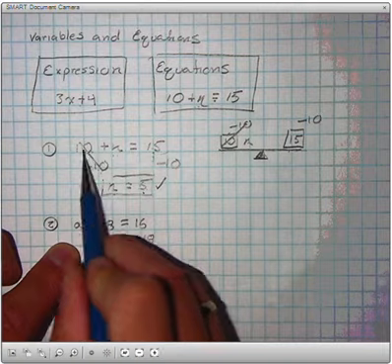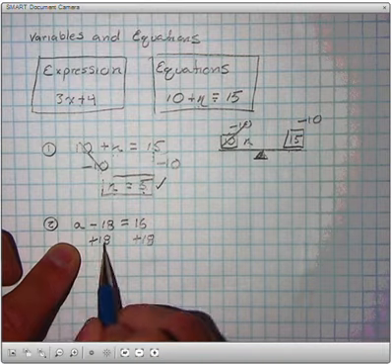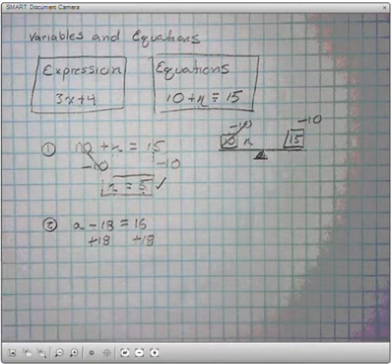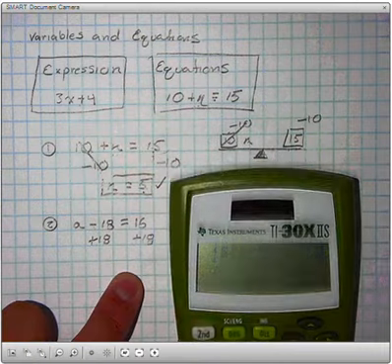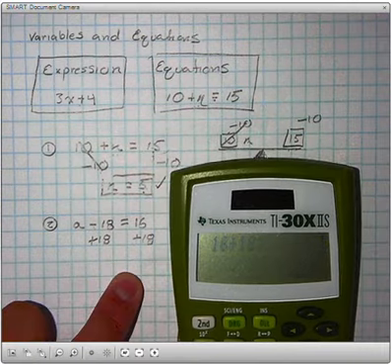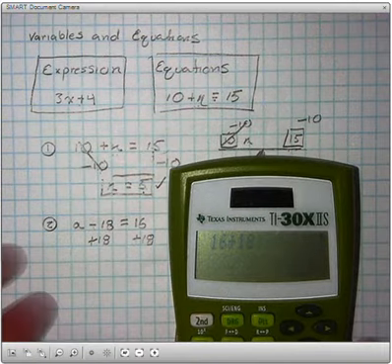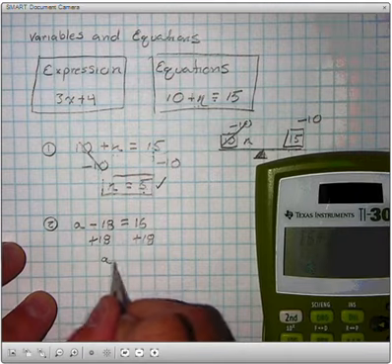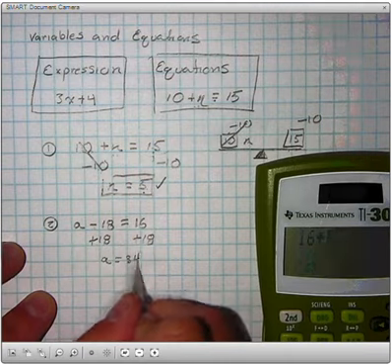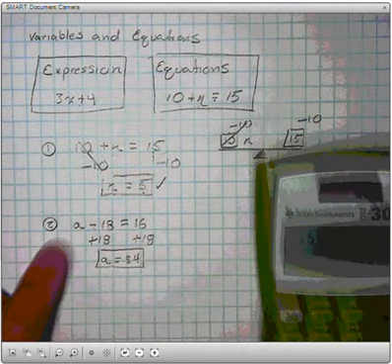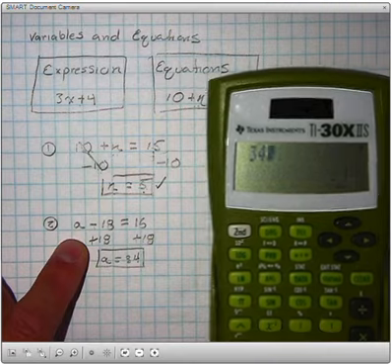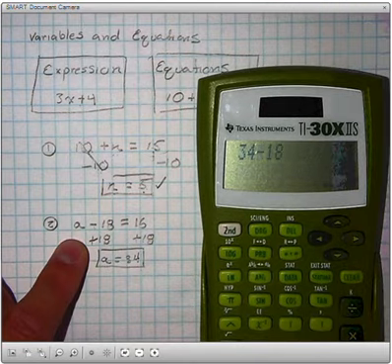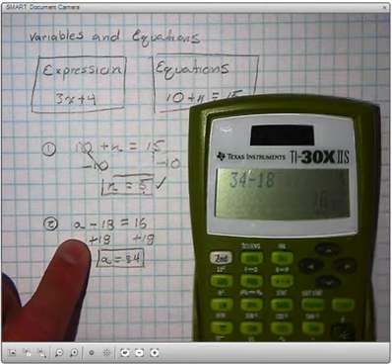In the first one, we subtracted. In our second one, we add 18 to both sides. So we can add 18 to both sides. That gives us 34. And we can check our answer. We'll do 34 minus 18 equals 16, so we know we're right.